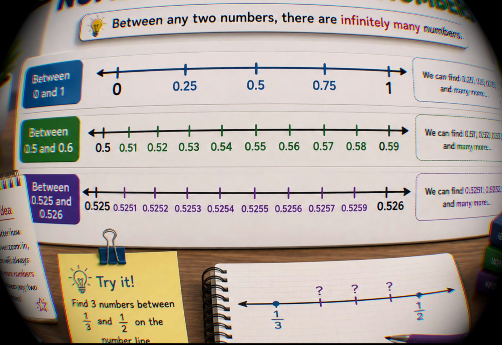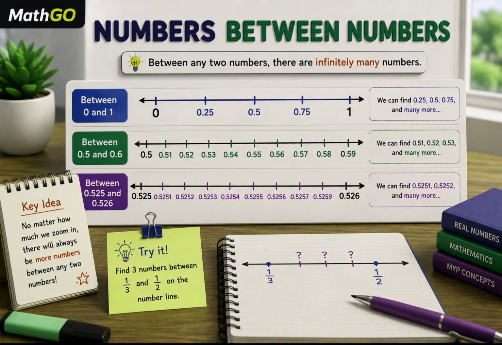Now let's zoom in. Look between 0.5 and 0.6. We can find 0.51, 0.52, 0.53, and so on. But let's go even further. Imagine we zoom in between 0.525 and 0.526. We can still find 0.5251, 0.5252, 0.5253, and countless others.